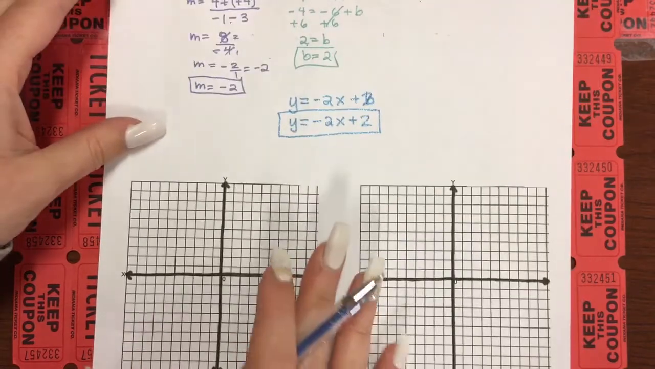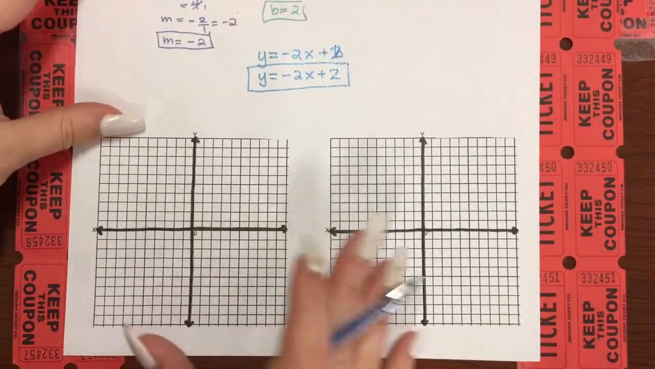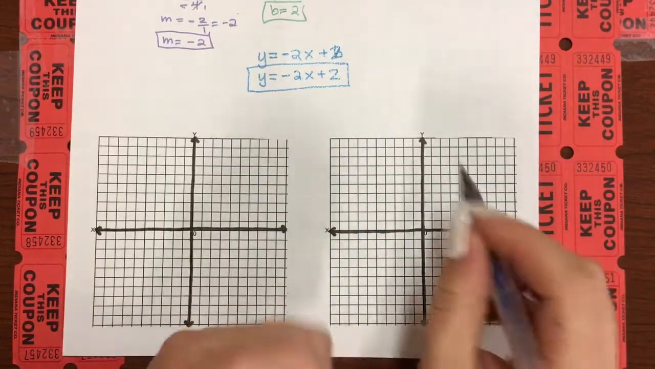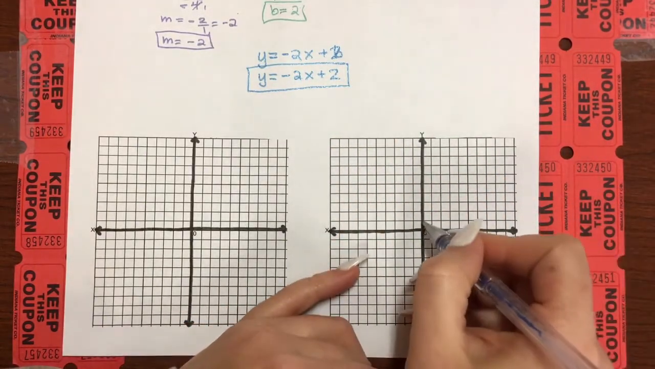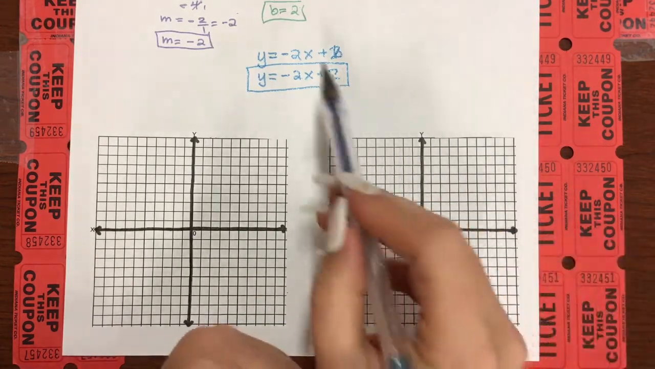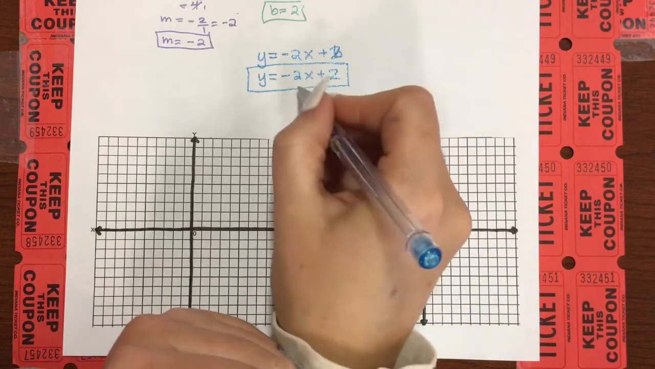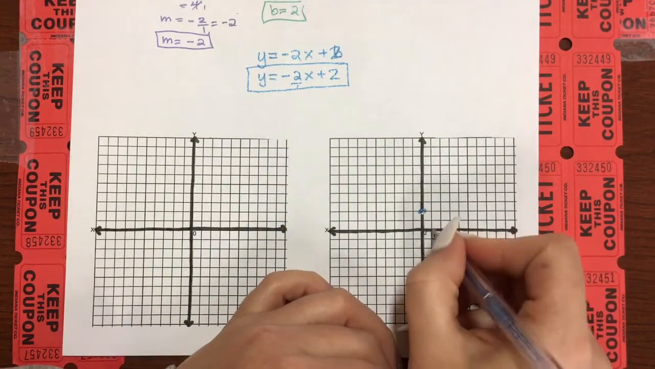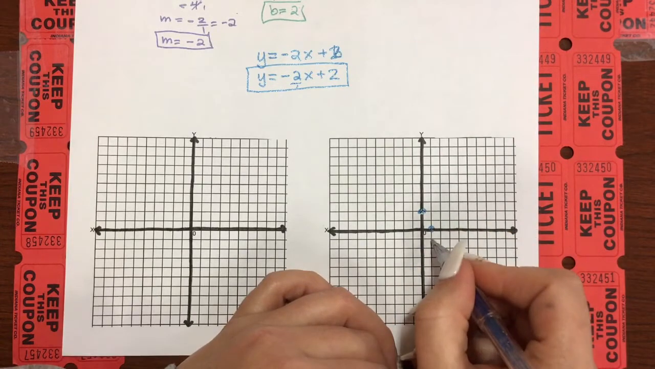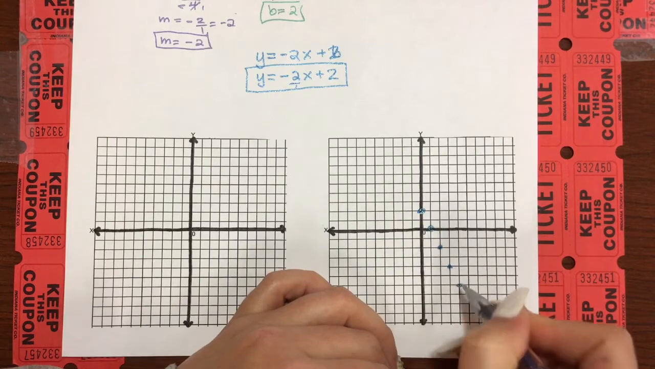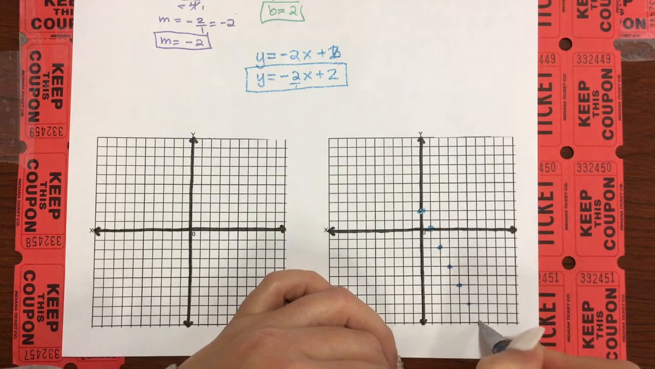Now from this, we can go ahead and graph. First, we're going to graph our y-intercept. Our y-intercept is 2, so I'm going to go up 1, 2, and make a point right there. Then my slope is negative 2 over 1. So I'm going to go down 2 over 1, down 2 over 1, down 2 over 1. Perfect.